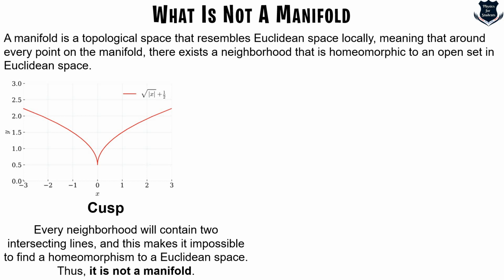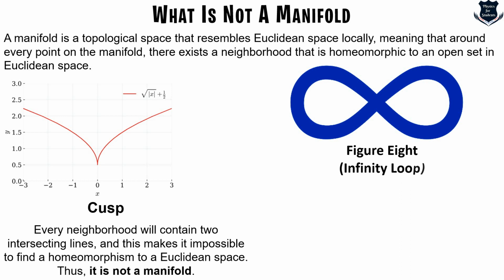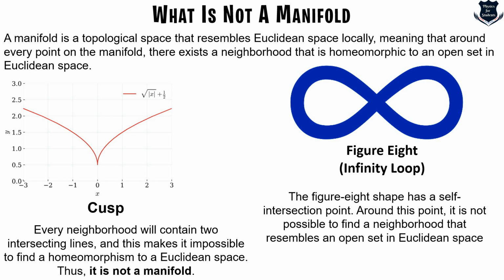So a cusp, which is joining, because we cannot find something which is locally Euclidean, is what we technically call a singularity. This is not a manifold. Now you see this one, this is called a figure eight, an infinity loop. The figure eight shape has a self-intersection point, you can see very well. Around this point it is not possible to find a neighborhood that resembles an open set in Euclidean space, since the neighborhood will contain a point of intersection, hence again it is not a manifold.